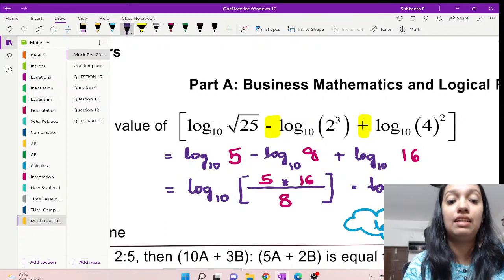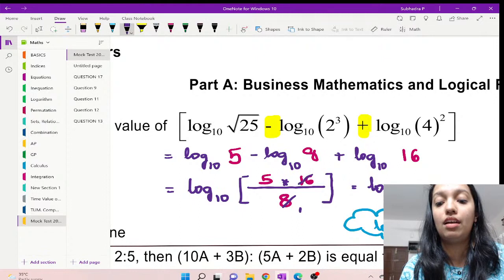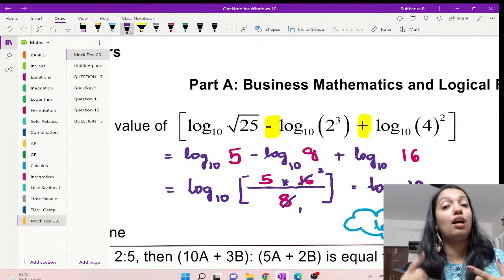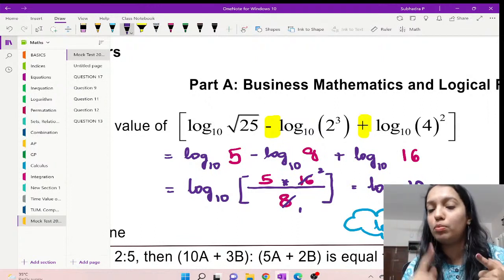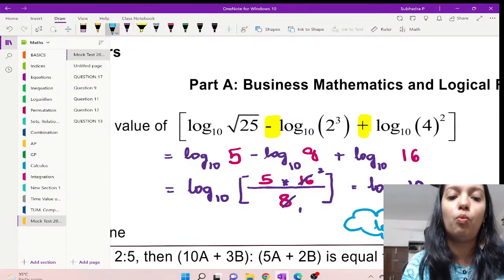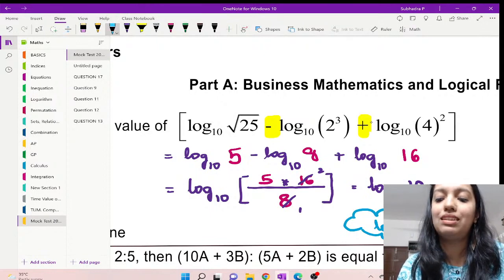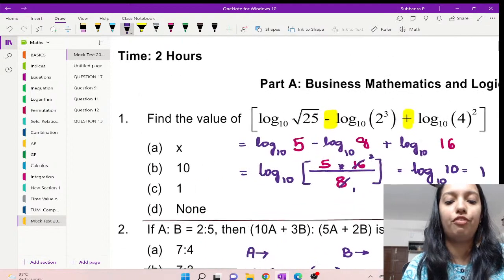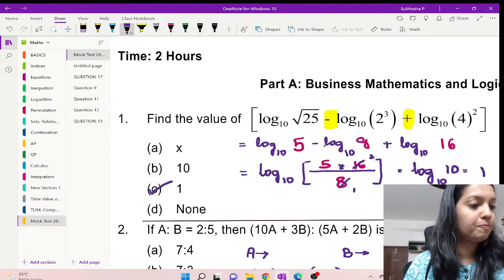Can you cancel it? Yes. 8 ones are 8, 8 twos are 16. So 5 twos are 10, log 10 to base 10. Do you remember one more formula? Log a to base a is equal to 1. So log 10 to base 10 is also equal to 1. So the correct answer for the first question is option C.